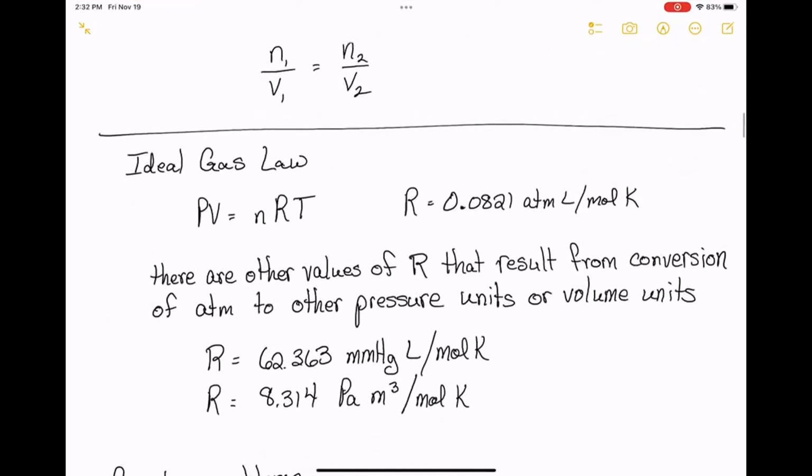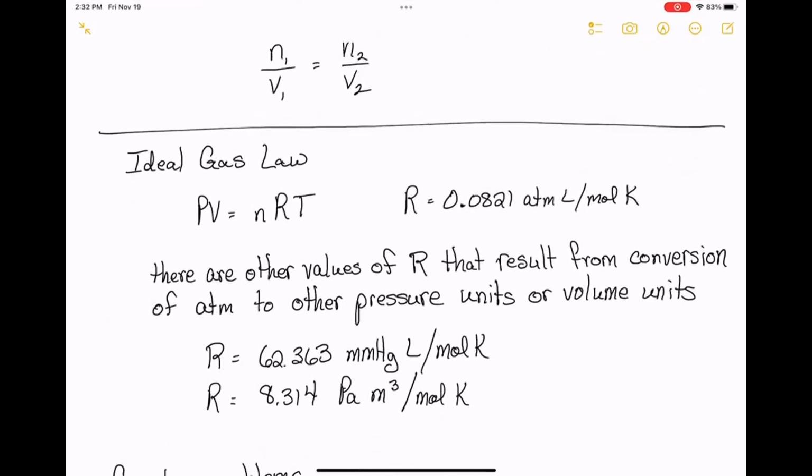The first of those things is the ideal gas law. The ideal gas law takes into account all 4 variables of the gas: the pressure, the volume, the temperature, and the amount of gas. The ideal gas law also includes the variable R, and R is known as the ideal gas constant. The ideal gas constant that you will receive on an exam is 0.0821 atmosphere liters per mole Kelvin.